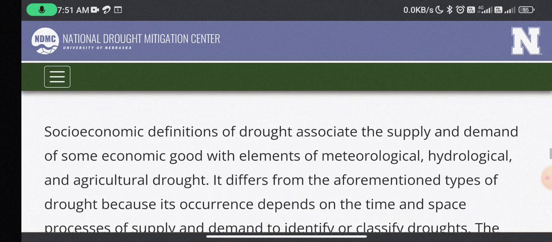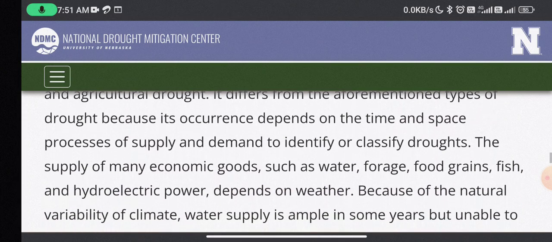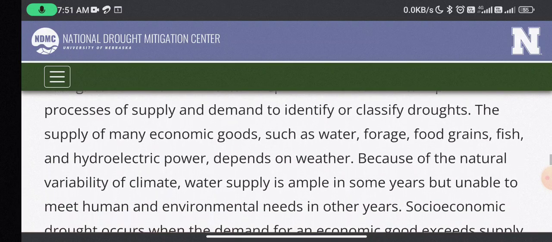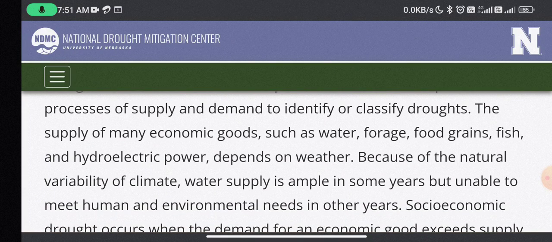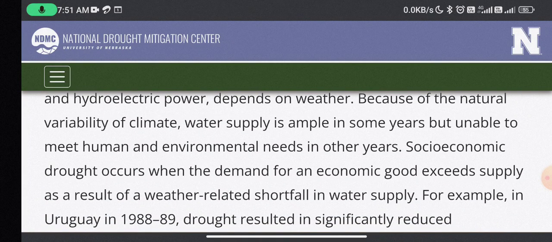Socioeconomic drought. Socioeconomic definitions of drought associate the supply and demand of some economic good with elements of meteorological, hydrological, and agricultural drought. It differs from the aforementioned types of drought because its occurrence depends on the time and space processes of supply and demand to identify or classify droughts. The supply of many economic goods such as water, forage, food grains, fish, and hydroelectric power depends on weather. Because of the natural variability of climate, water supply is ample in some years but unable to meet human and environmental needs in other years.